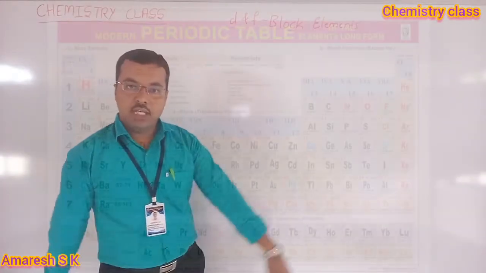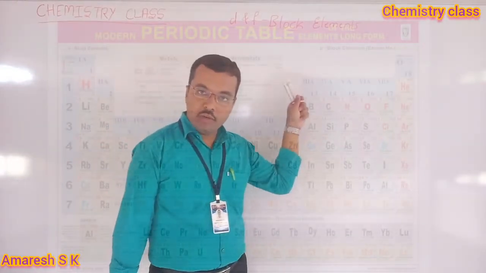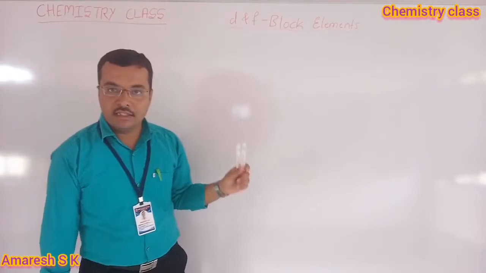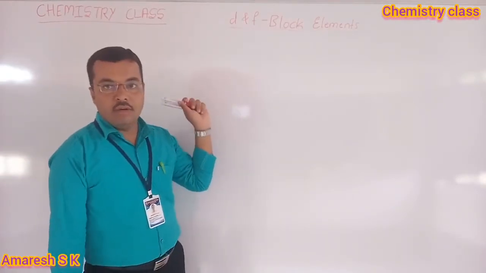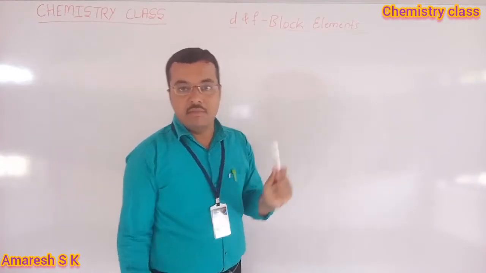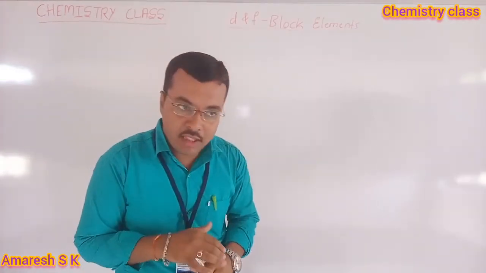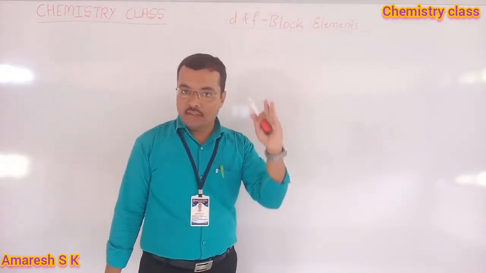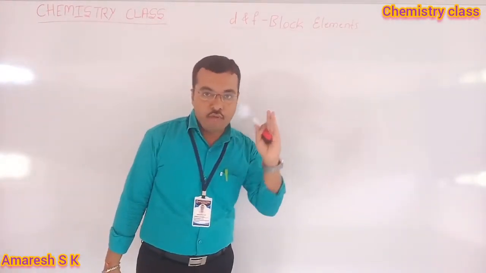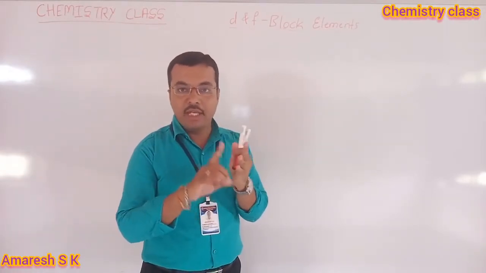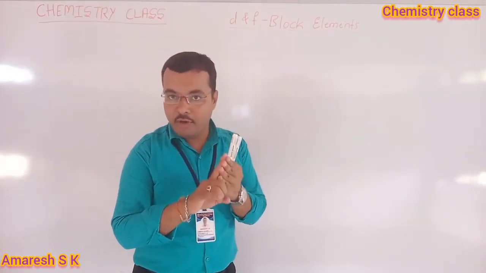In this class we are going to discuss the continued part of the chapter D and F block elements. In the previous sessions of this chapter we have discussed some of the concepts of D and F block elements. It means first, the classification of the periodic table. We can classify the periodic table into four different blocks: the S block elements, P block elements, D block elements and F block elements.